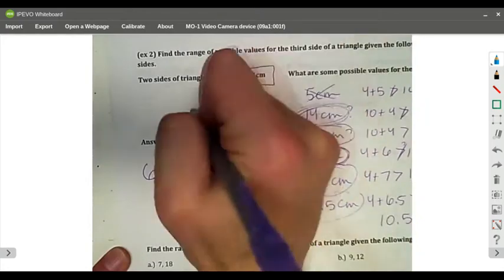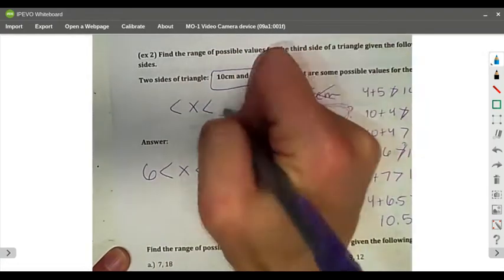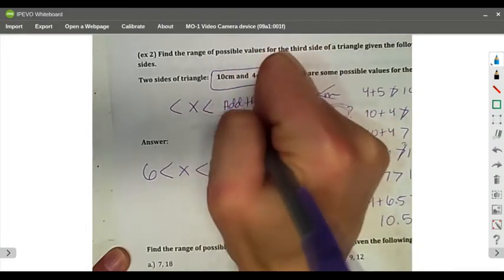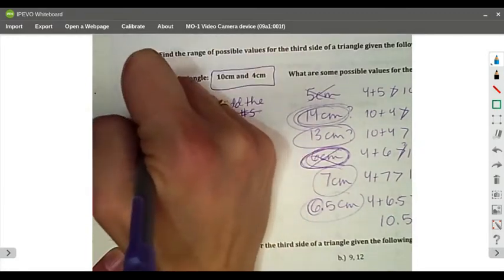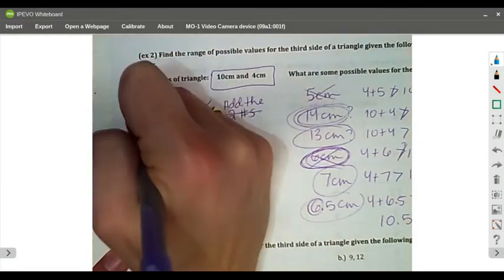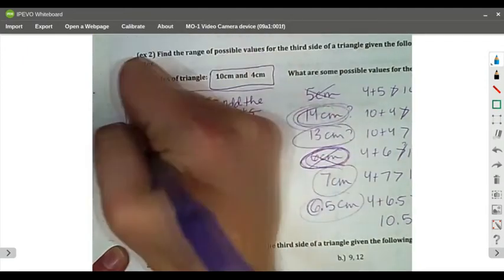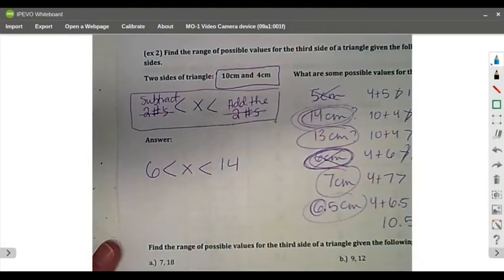So I'm going to write here just kind of like a general rule. For the high end of the range, you add the two numbers that you're given. And for the low end of the range, you subtract the two numbers that you're given. So this is the general rule for figuring that out. You add and subtract the two numbers.